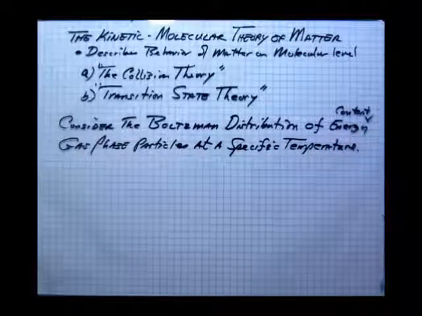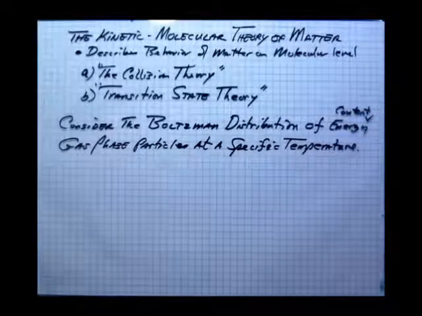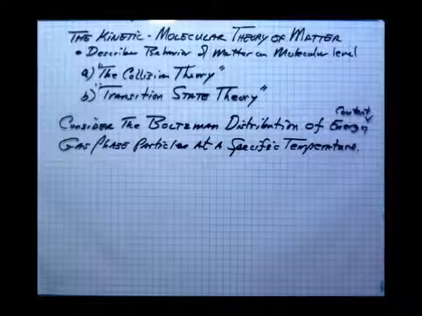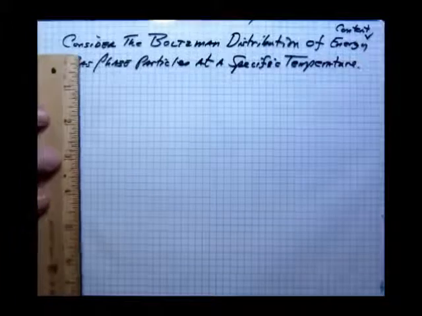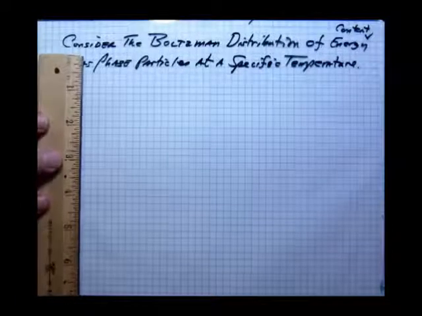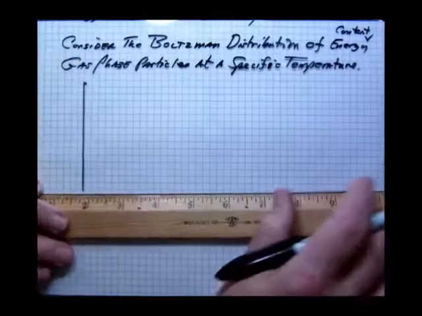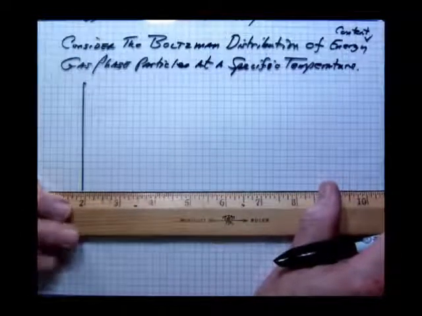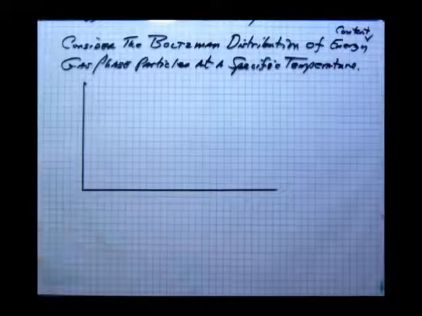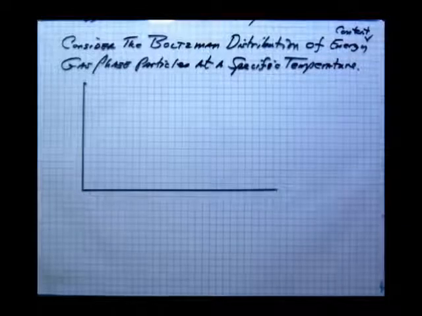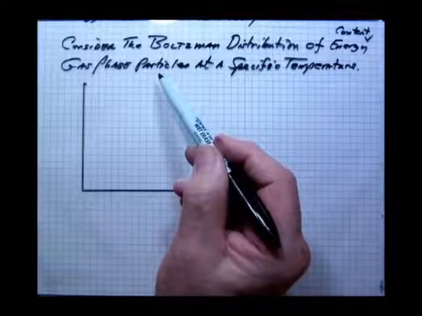Of the gas phase, energy content of the gas phase. I knew I felt like I left out something. Gas phase particles. Now, I need to construct another graph. Like this. This time, a Boltzmann distribution says you're taking into account the energies of the particles.